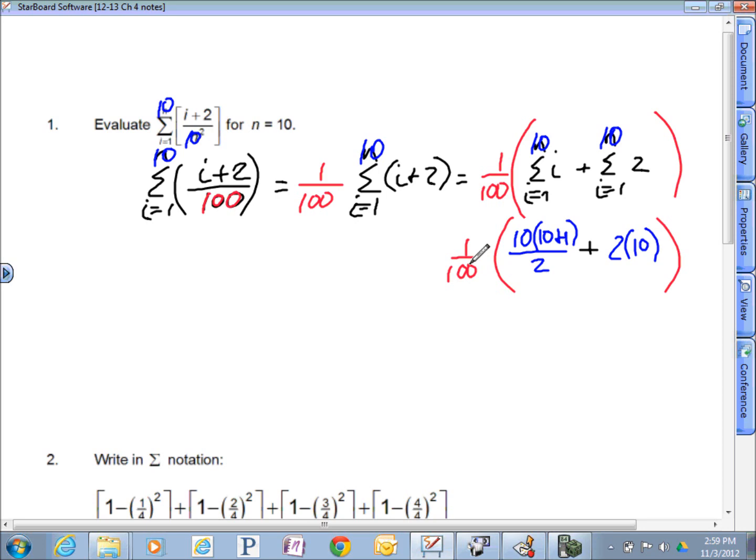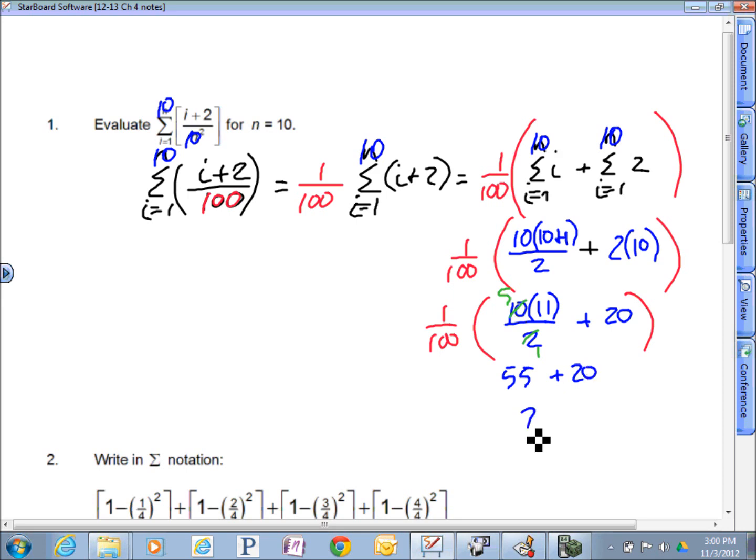So if you clean this up, what we've really got here looks like 10 times 11. And I'm going to tell you guys, go back to algebra when you think about this. This is really 10 times 11 divided by 2 plus 20. Well, 10 times 11, don't multiply 10 times 11. 2 is a 1. What we really have here is 1/100th of, let's see, that's 55 plus 20, or we've got 75 here, really, that we're multiplying by 1/100th. How about an answer to all this of 3/4?